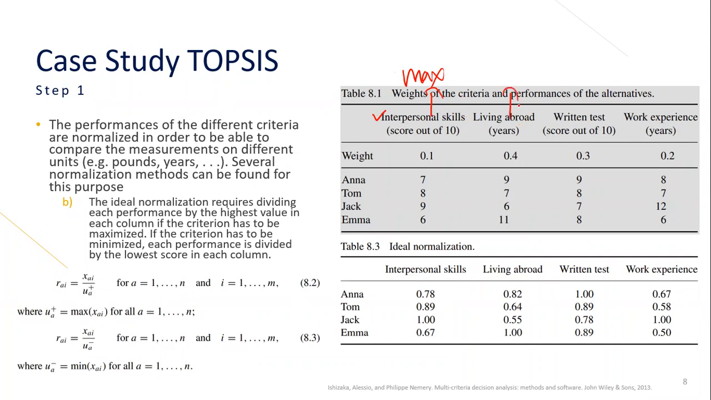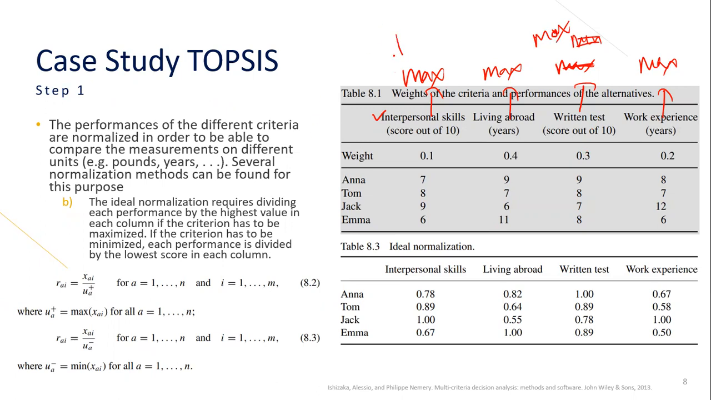Living abroad. Related to this problem, the more experience they have living abroad or outside the country, the better. So you want to maximize. Written test. Normally, the higher the score, the better, right? So it's also maximized. And the last one, working experience. Normally also like that. The more working experience, the better. So it's also a max. Sometimes you will have a min here, but for this one, fortunately, all are max, so it's easier to calculate.